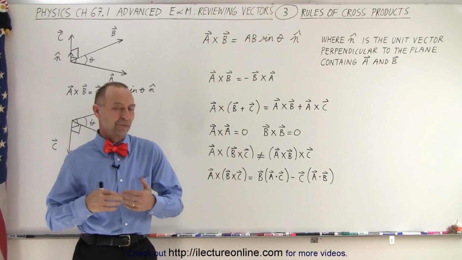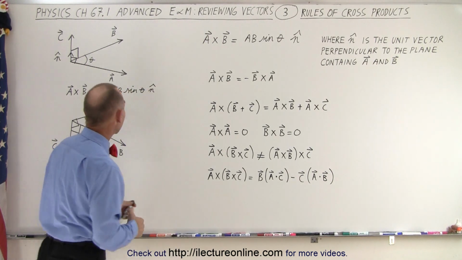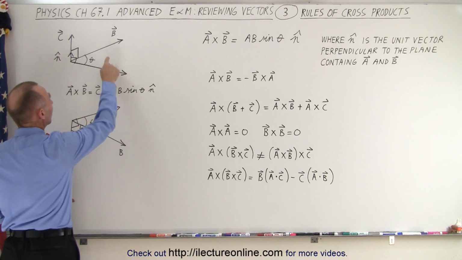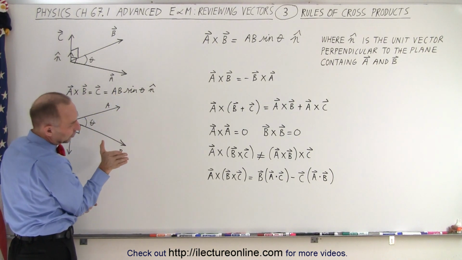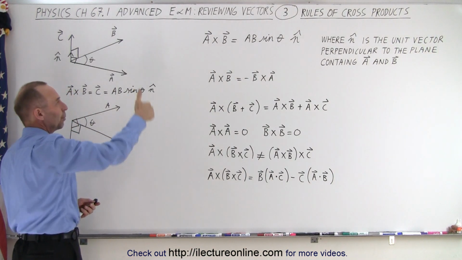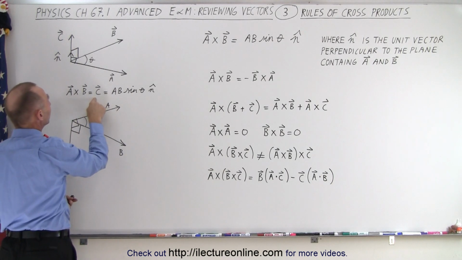Now let's review a few rules on cross products or vector products. So here again we can visually see what we have as a vector product. We have A cross B. Notice we use our fingers. We point in the direction of A, curl our fingers in the direction of B, and our thumb points in the direction of the cross product, which we could call C. So A cross B equals C.